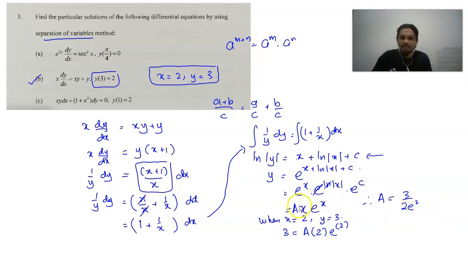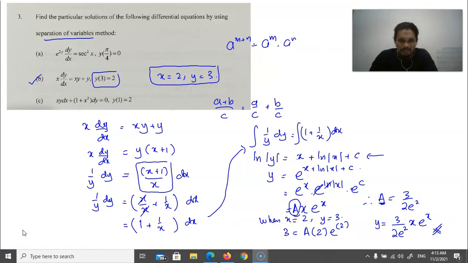So substitute the value of a here. Then y equals 3 divided by 2e squared, then x e to the power of x. Plus, I think that I found my mistake here. It's not a mistake of the substitution, it's a mistake of the technique: I mistakenly substituted the values of x and y again, sorry.